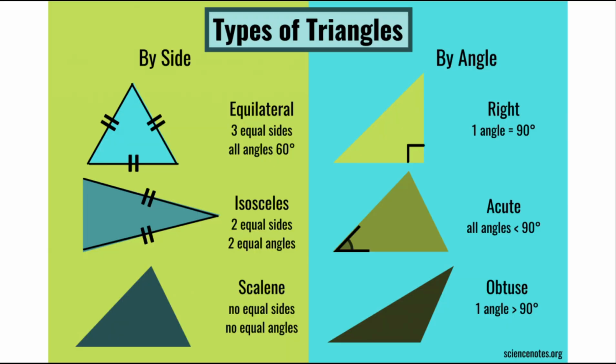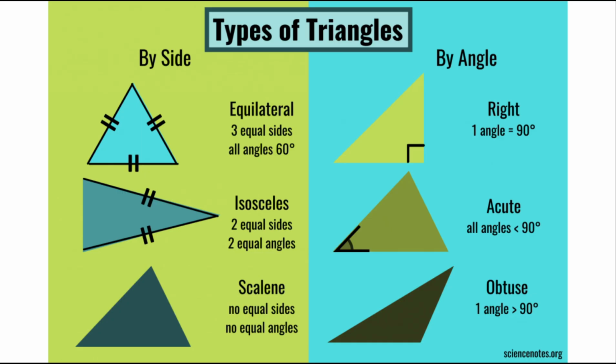You can name a triangle by its length of sides or by the angle inside of it. So if we're naming it by the sides, we can name it equilateral if all 3 sides are the same. It's called an isosceles triangle if 2 sides are equal. And it's called a scalene triangle if no sides are equal.